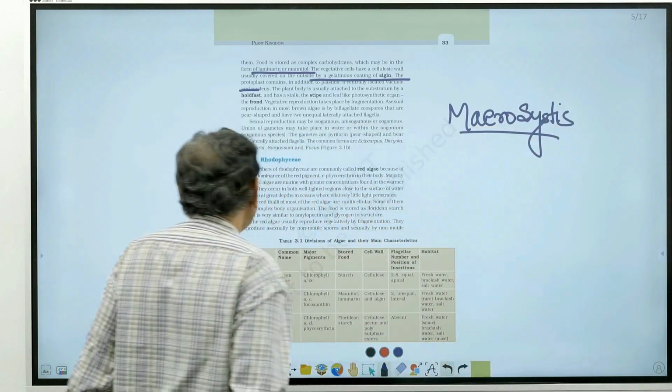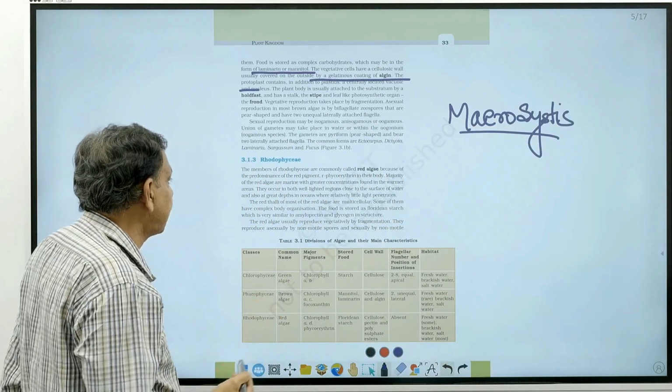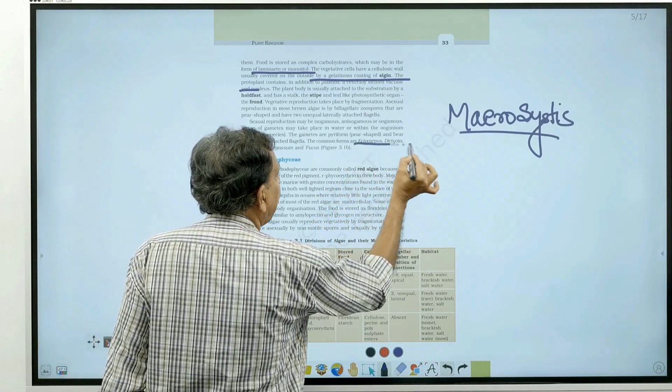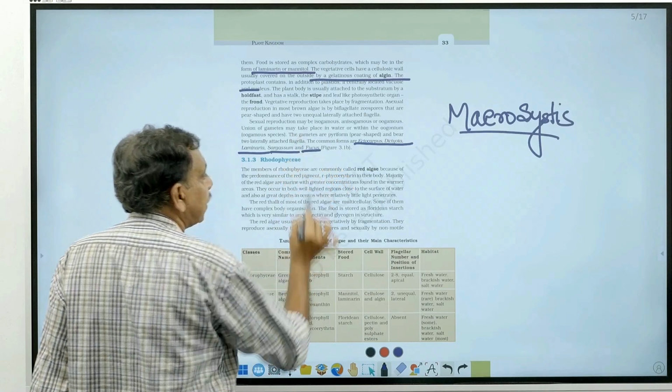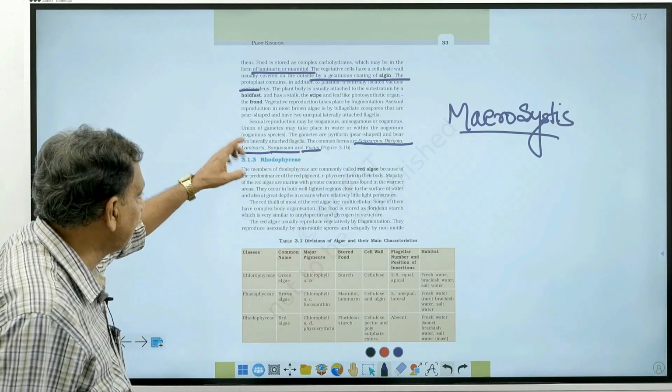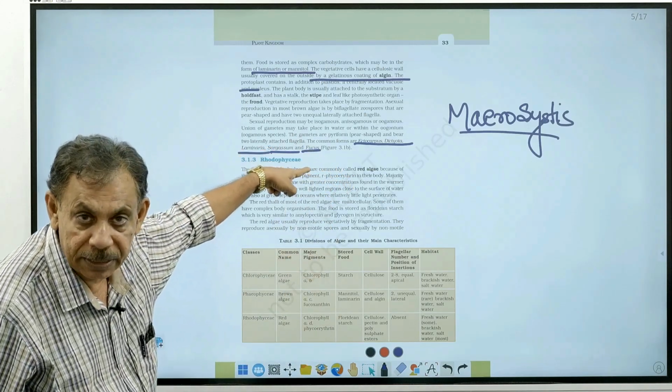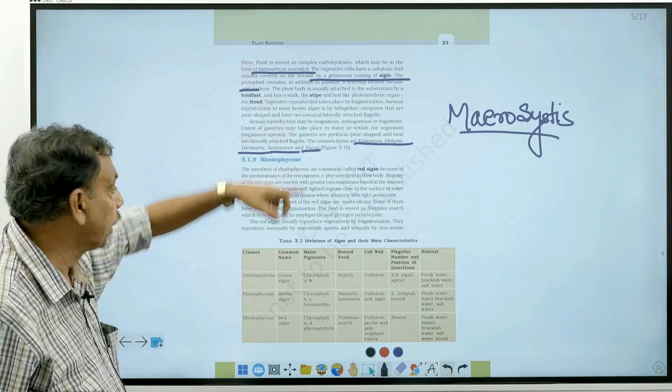Macrocystis. Okay, the members of this group are Ectocarpus, Dictyota, Laminaria, Sargassum, and Fucus. All these are brown algae. Fucus is showing oogamous reproduction.